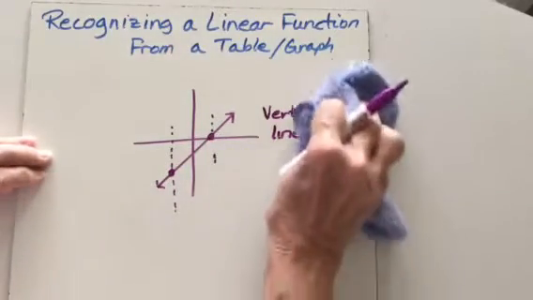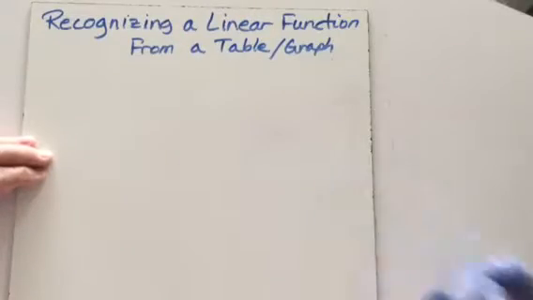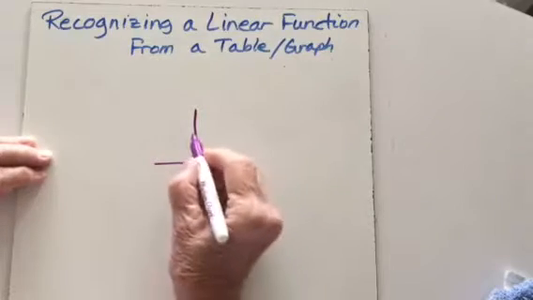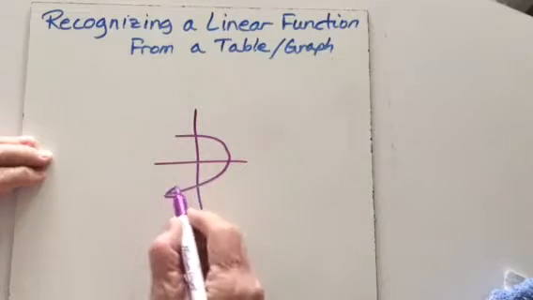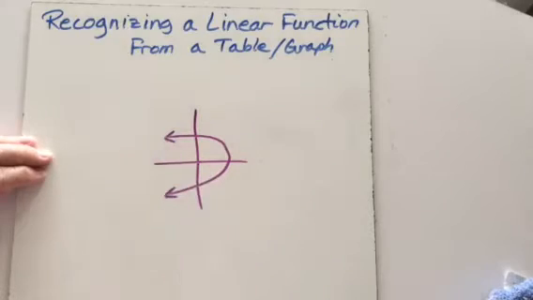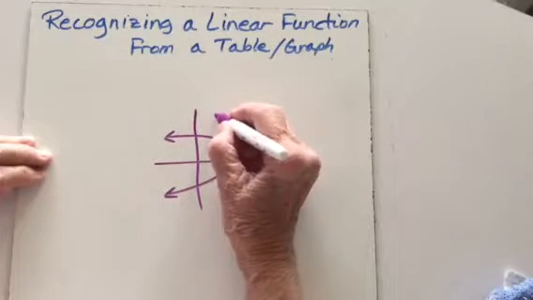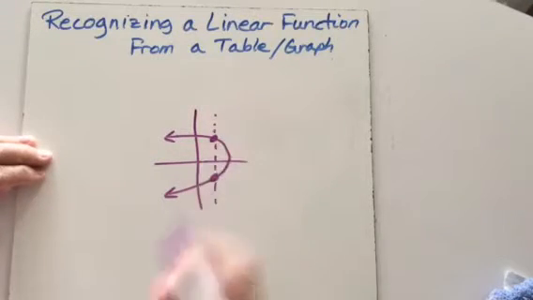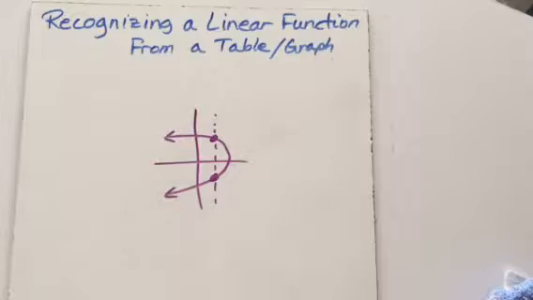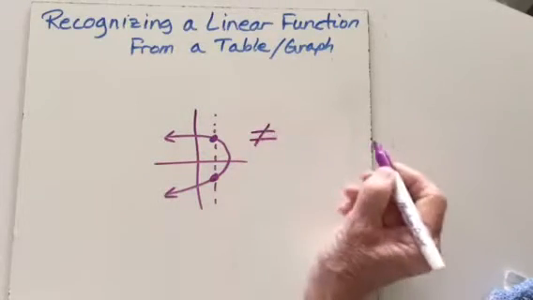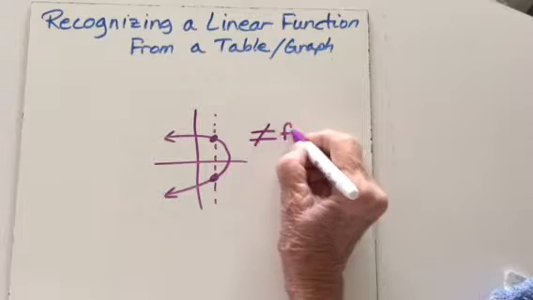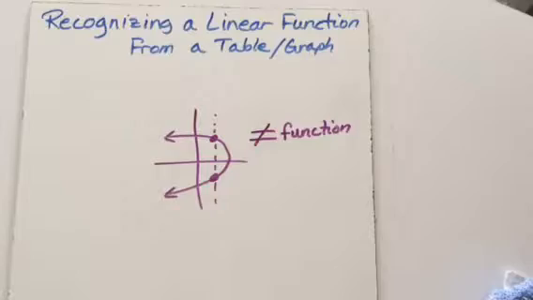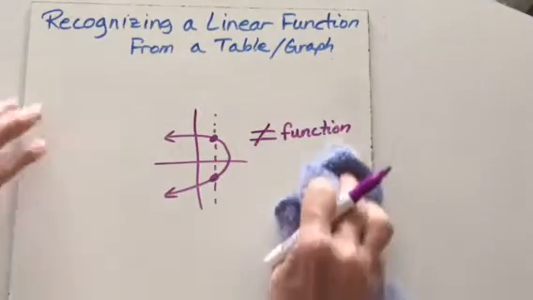All right, let me show you another one. Let's say we have a graph that looks like this. All right, now when I draw a straight line down, you'll notice that it hits the graph in two places. That means it is not a function. It hits it twice. Let me show you one more.